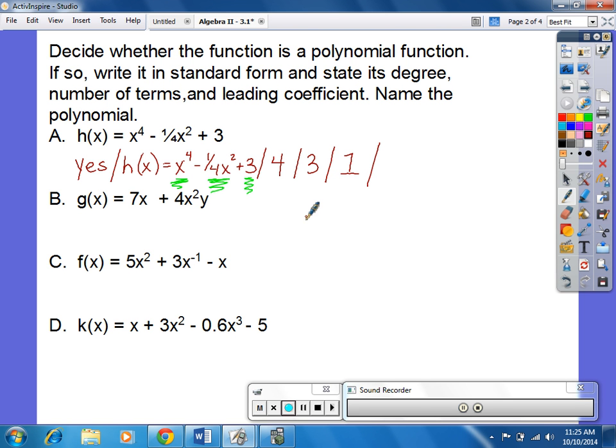Last, we're going to name the polynomial. It is a 4th degree polynomial with 3 terms, so we would call it a quartic trinomial.